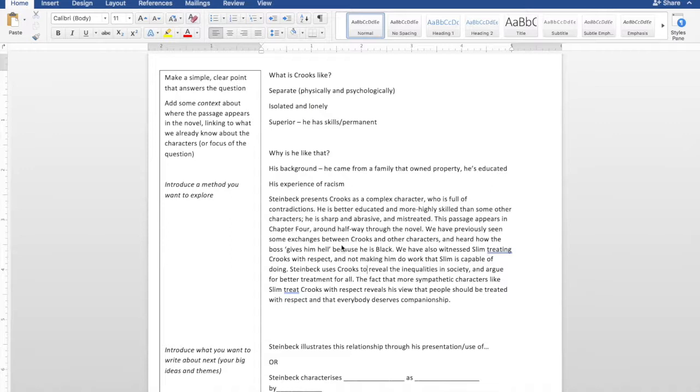We've previously seen some exchanges between Crooks and other characters and heard how the boss gives him hell because he is black. We have also witnessed Slim treating Crooks with respect and not making him do work that Slim is capable of doing. Steinbeck uses Crooks to reveal the inequalities in society and argue for better treatment for all. The fact that more sympathetic characters like Slim treat Crooks with respect reveals his view that people should be treated with respect and everybody deserves companionship.